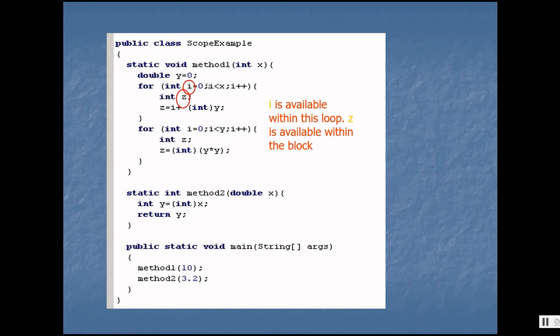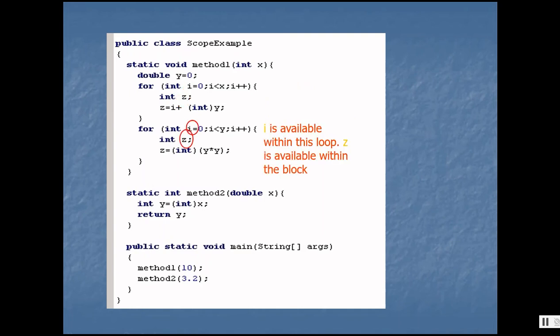Then the next iteration of this loop, a whole brand new Z is going to appear for that brief split second, nanosecond. And then it's going to disappear. And then it's going to come back again, and it's going to disappear. As opposed to I, which is lasting throughout all the iterations of this loop. So there is a distinction between loop scope and block scope.